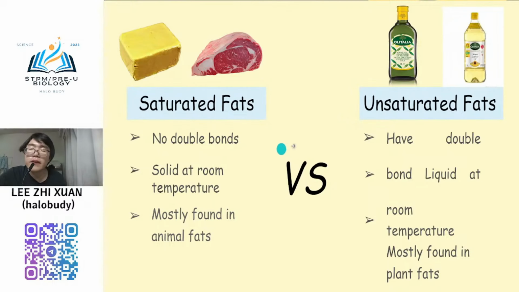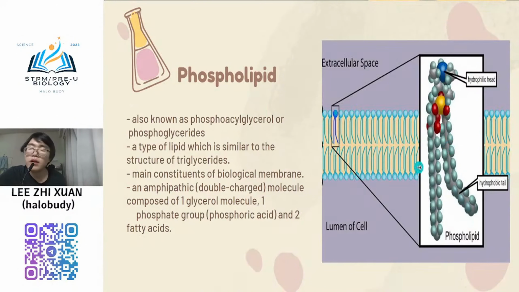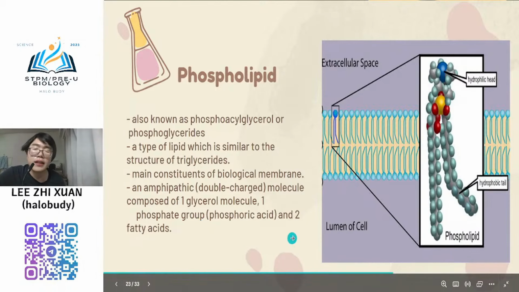Okay, so saturated fat and unsaturated fat are normally similar to the difference between saturated fatty acid and unsaturated fatty acid. Okay, now we go to the phospholipid. Another term you can also consider is phosphoalkylglycerol. So this is the type of lipid that has a similar structure to glyceride, but the difference is that instead of 3 fatty acid chains, they contain 2 fatty acid chains only, and the other one is replaced by a phosphate group.